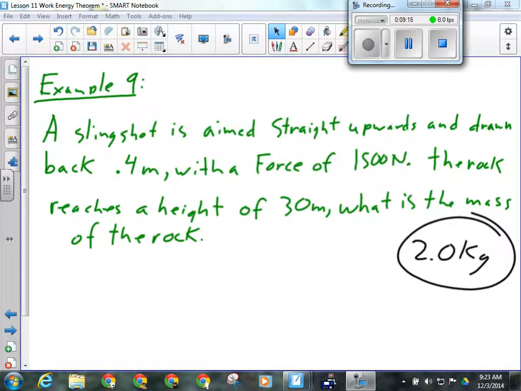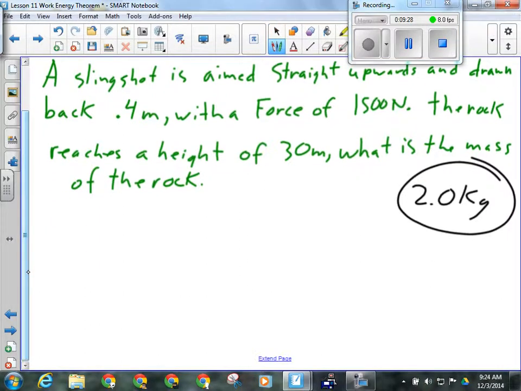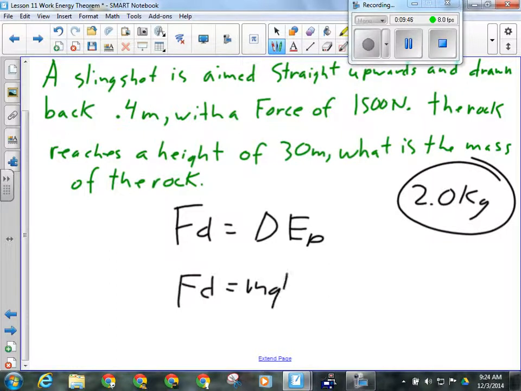So I've got a force of 1,500 newtons, a distance of 0.4 meters, and it reaches a height of 30 meters when I shoot it straight up in the air. So what I'm looking for here is the mass of the rock. Now, what should I assume the initial height of this rock was? 0. I have to. They don't tell me otherwise, so I have to assume it is. All right. So force times distance equals the change in potential energy, which is going to be m times g times hf. I'm not going to bother writing the m times g times hi because it equals 0.